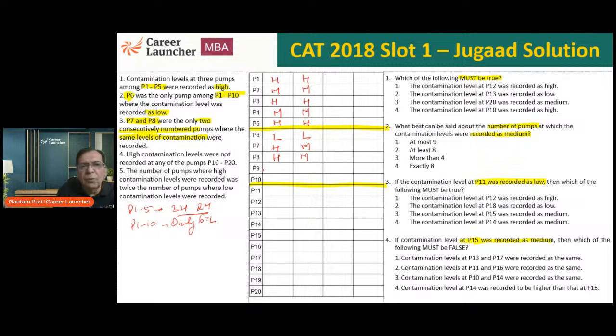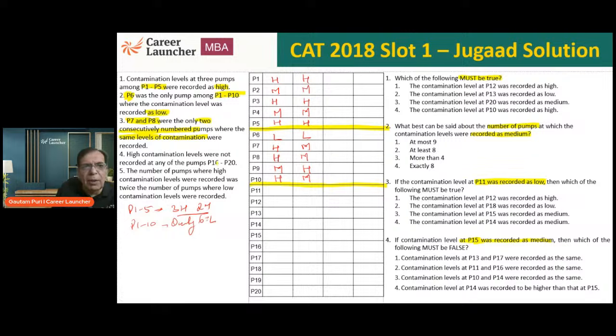Right? And what about 9, 10? If P8 is high, P9 will have to be medium, cannot be low because only P6 is low, and P10 will be high. Similarly, if P8 is medium, P9 will be high and P10 will be medium. So 2 cases we can see very clearly. Okay.